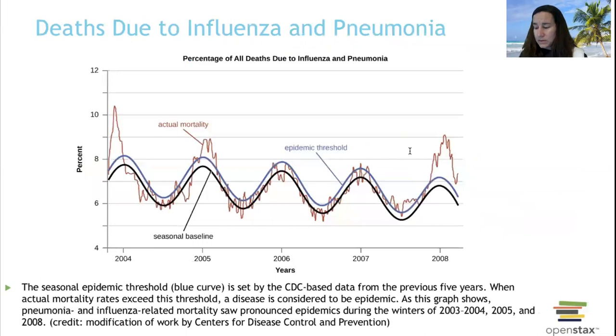Let's look at it on this picture too. We can see deaths due to flu and pneumonia, and baseline is in black. Epidemic threshold, anything above that, we would call it an epidemic. So mortality rates, here we are, it looks like 03, 04, and mortality rates are way up here. So we would consider that an epidemic level in 03, 04.